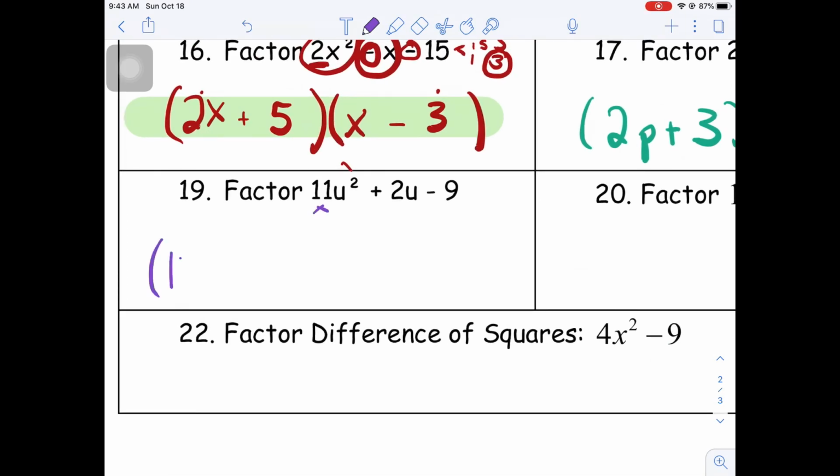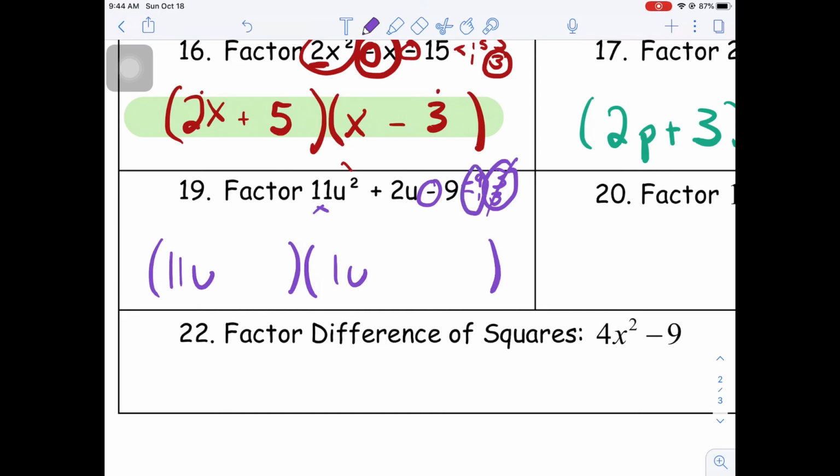11, okay? 11's nice. It's prime. So we have 11u and we have 1u. Negative at the end tells us that our terms are not going to match. So we have 1 and 9, and then we have 3 and 3. So the reason I don't like 3 and 3 is because 3 times 11 would give us 33. That's already way too big to consider. Okay, so we can kind of cross that out right away.